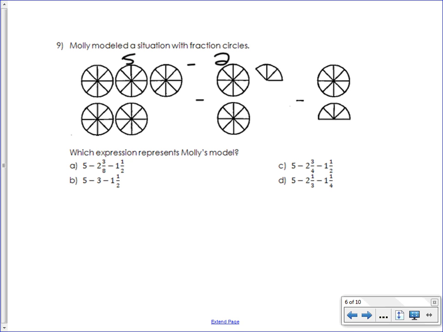Well, I need to know how many wholes there are in a whole. So I have 1, 2, 3, 4, 5, 6, 7, 8. So I'm going to subtract out 2 and 3 out of the 8. So let's see if I can eliminate any already. Oh, look, I can eliminate B, C, and D. So my answer here is A.